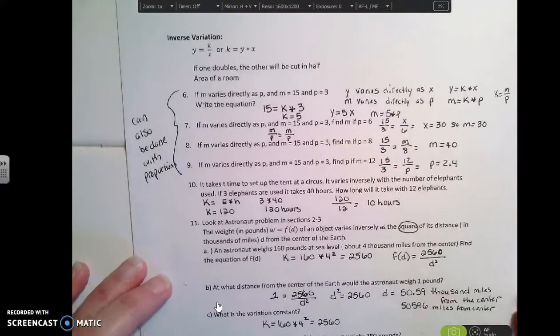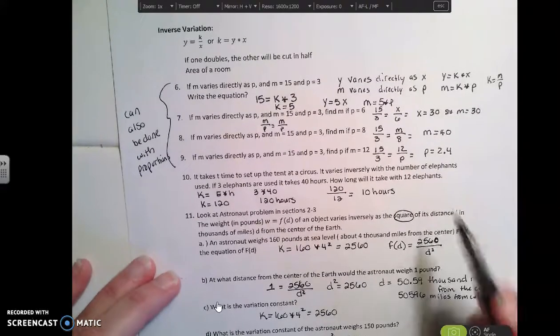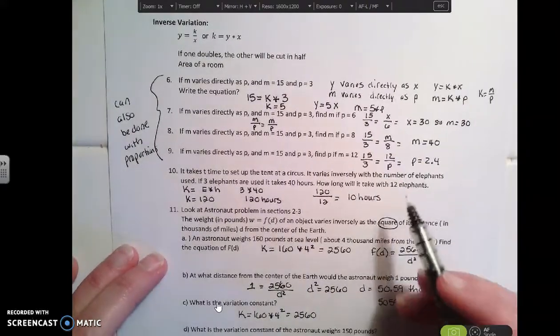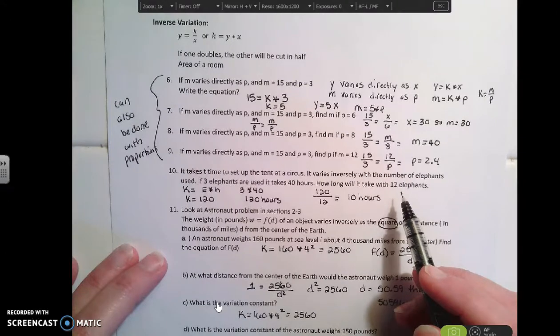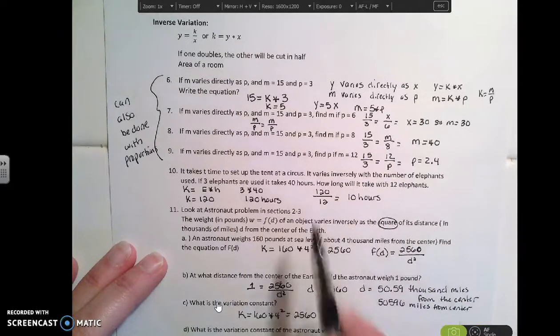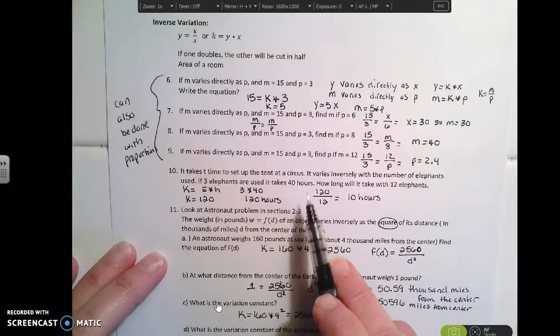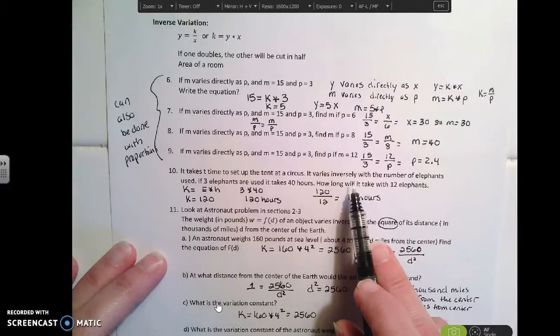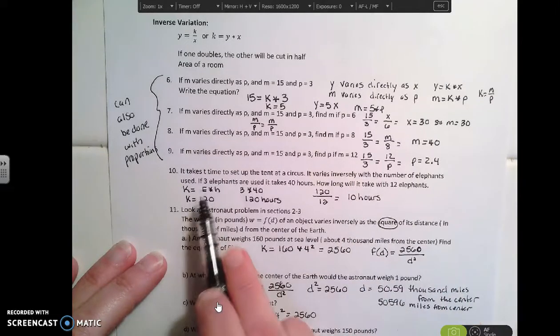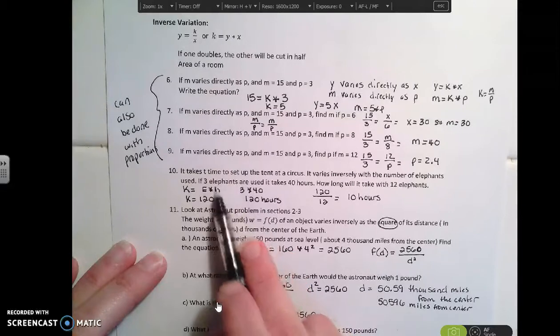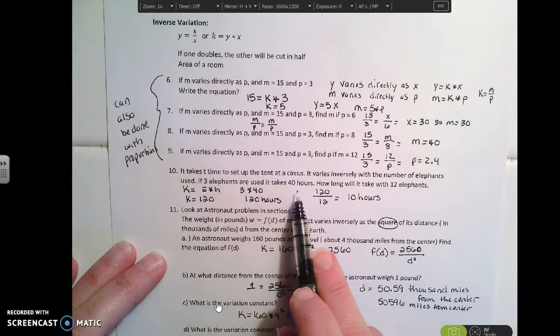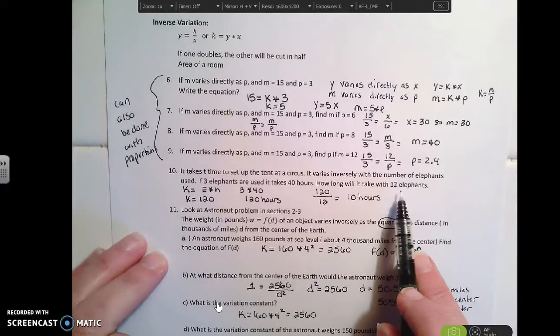So here's the opposite. We're talking here about something called inverse variation. A really good example of inverse variation is the length of a field, or the length of an area of a field. But here's another one. It takes a certain amount of time to set up tents at the circus, and it's an inverse variation. The number of elephants used. If 3 elephants are used, it takes 40 hours. And then how long would it take for 12 elephants?